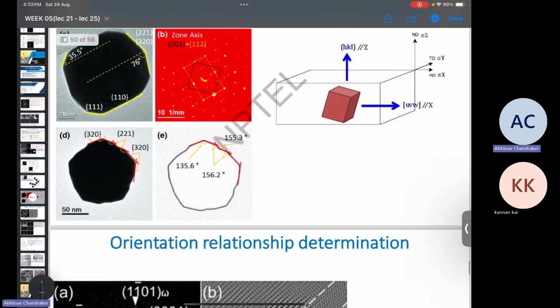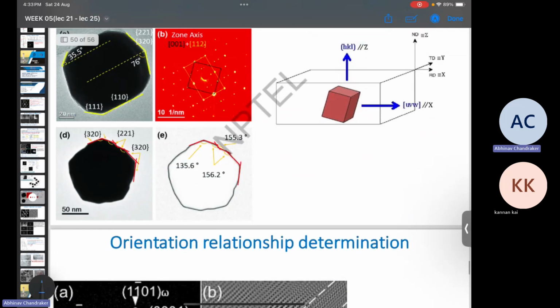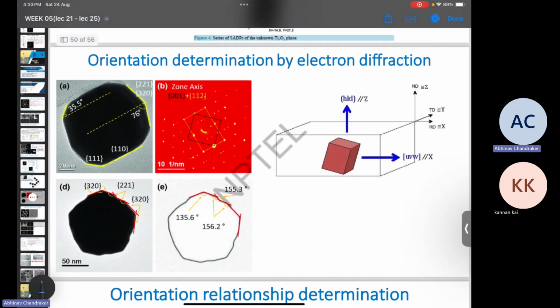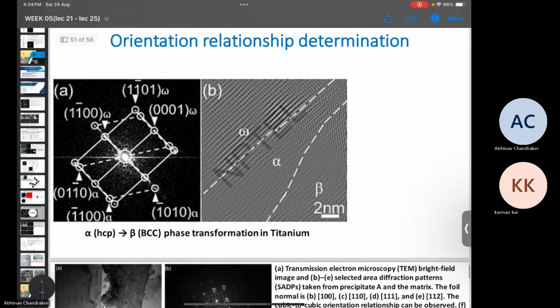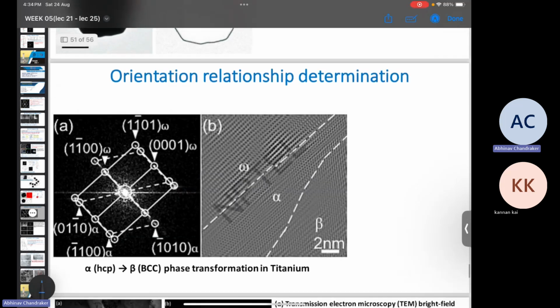So these are also all case studies which are being shown. From this, the specific planes could be identified from these diffraction patterns, and by looking at diffraction patterns at particular regions, it is also possible to get the orientation between the two different phases.